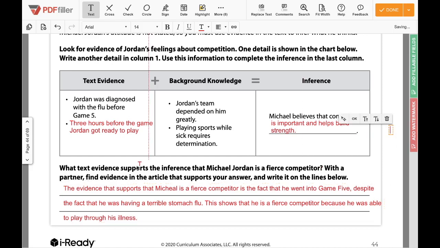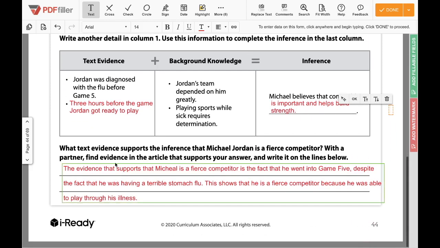So we restated the question, answered the question, and cited evidence all in one, because the answer to the question required us to cite evidence. So we answered and cited all in one and then explained that this shows that he's a fierce competitor because he was able to play through his illness. So that page was pretty easy.